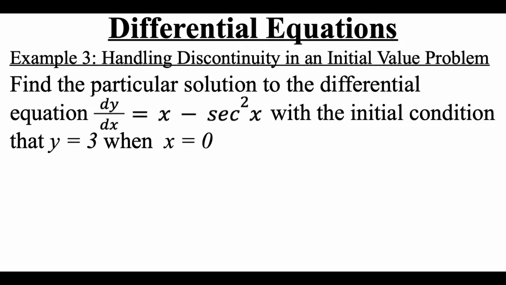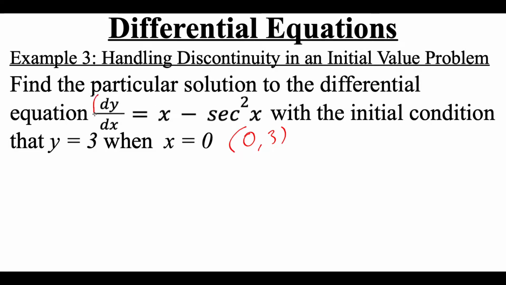So in this example, we're going to look at how to handle a discontinuity in an initial value problem. So we're going to find the particular solution to the differential equation dy/dx equals x minus secant squared of x using the initial condition that y is 3 when x is 0. Or we could think about that as the ordered pair (0, 3).